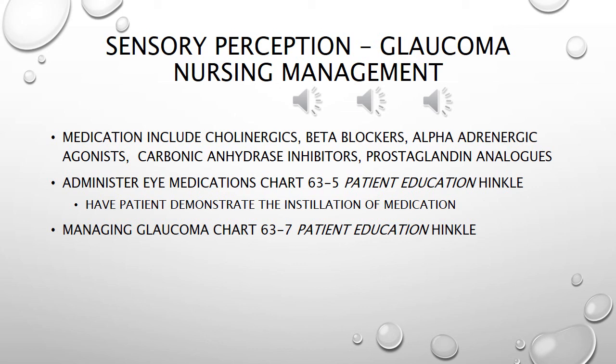In Chart 63-7, Patient Education titled Managing Glaucoma, it would be essential to educate your patient to be informed about the extent of their vision loss and optic nerve damage. Educate them to review all of their medications, including over-the-counter and herbal medications, with their ophthalmologist, and have them mention any side effects each time they visit. Have them ask about potential side effects and drug interactions of their eye medications. Have them review their dosing schedule with their ophthalmologist, and have them inform their ophthalmologist if they're having trouble following the schedule.